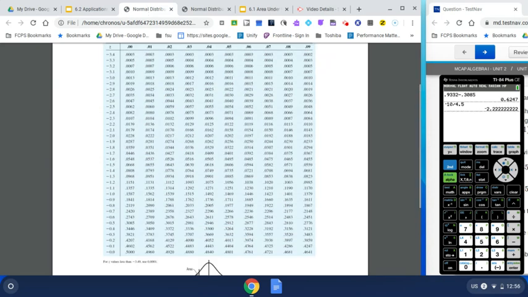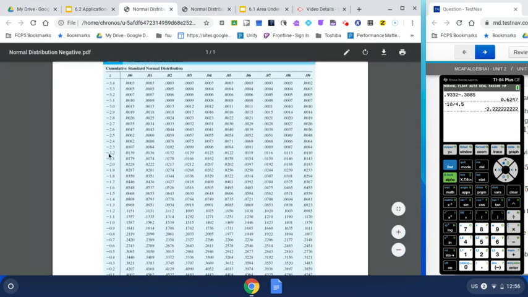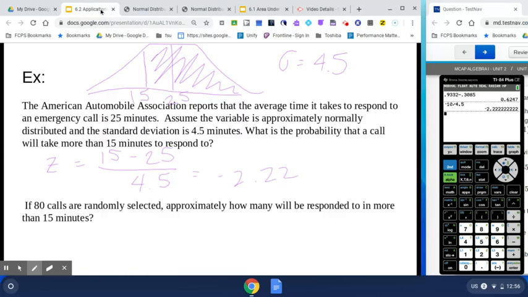So negative 2.2 and across to 0.02, I see 0.0132 as the probability. That is from negative 2.22 z-score and to the left. But notice that's not the area that I want. I want the area to the right of it.